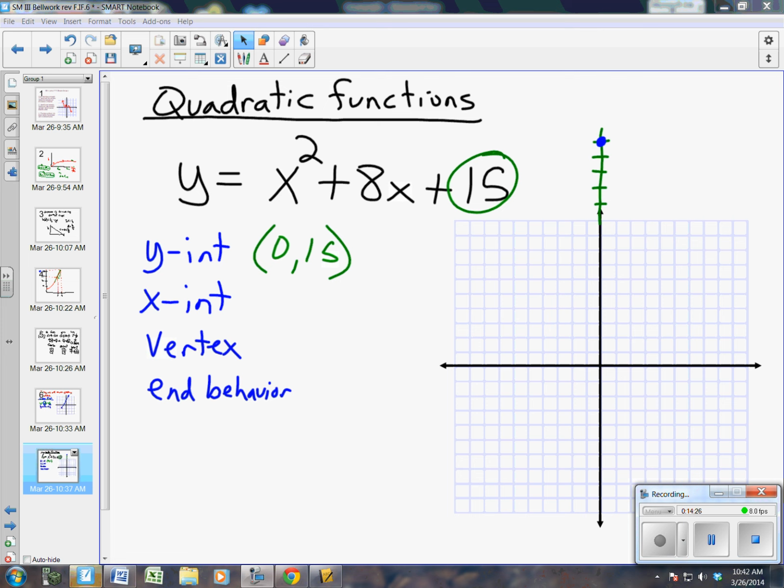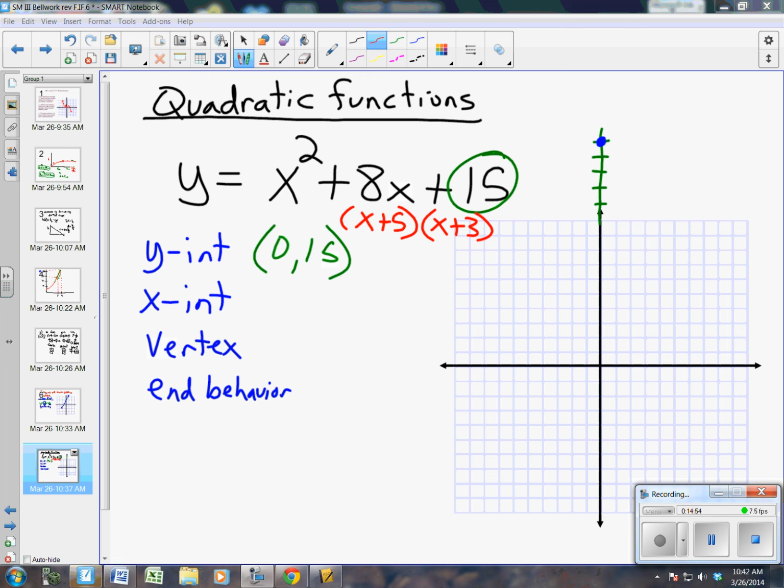Okay. What about x-intercepts? How do you find those? Hunter, how did you find them? Okay. So he did it by factoring. We learned how to do it by factoring, by quadratic formula, by completing the square. So he factored this one. This one factored pretty nicely.